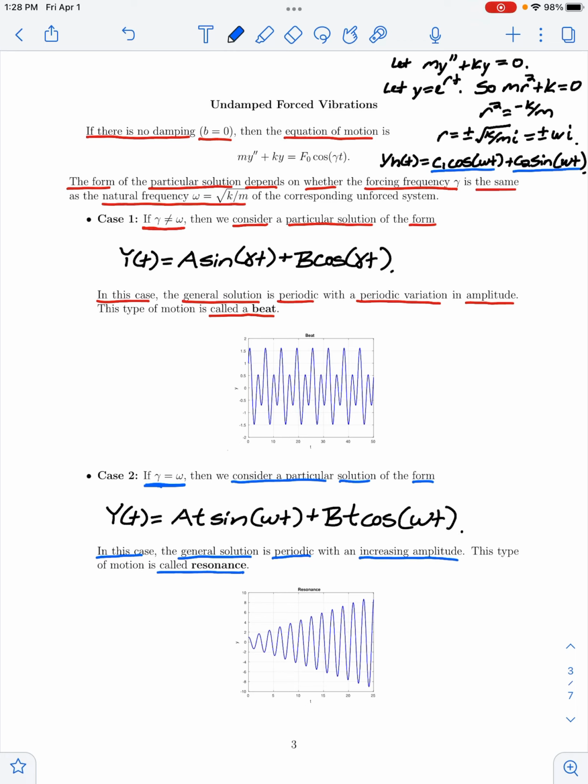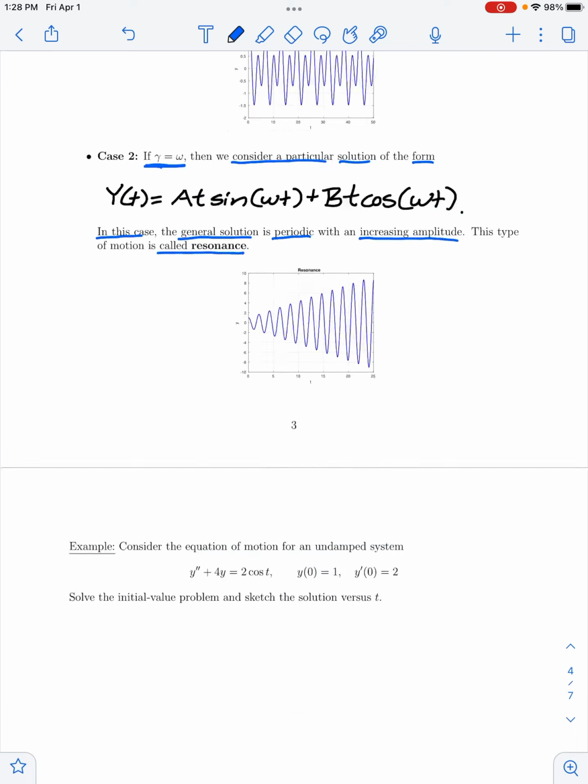So here in the figure, we see an example of resonance, where if we are forcing the mass spring system with the same frequency of its natural motion, then the displacement becomes larger and larger from equilibrium. And this is again called resonance. So let's look at some examples of modeling a mass spring system which is undamped and being forced.